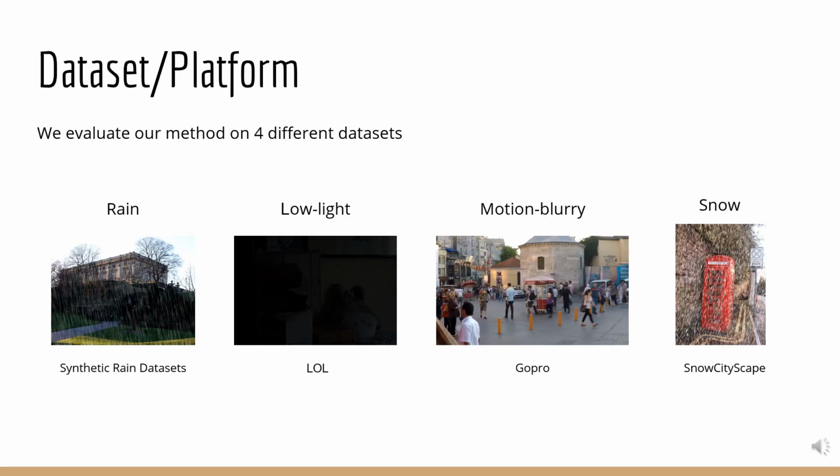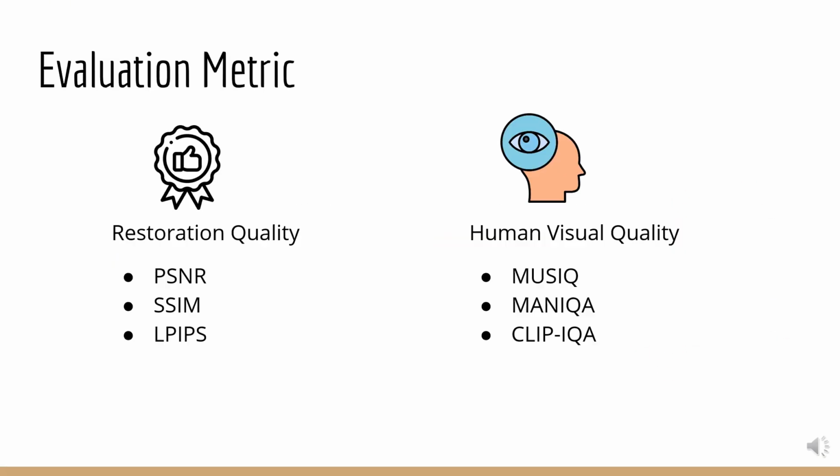Let's see the results of our method. We evaluate our method on four different datasets and tasks: synthetic rain datasets for image deraining, LOL for low light enhancement, GoPro for removing motion blur, and snow Cityscapes for desnowing. For evaluation, we employ three commonly used quality metrics: PSNR, SSIM, and LPIPS, as well as three human visual quality metrics: MUSIQ, MANIQA, and CLIP-IQA.